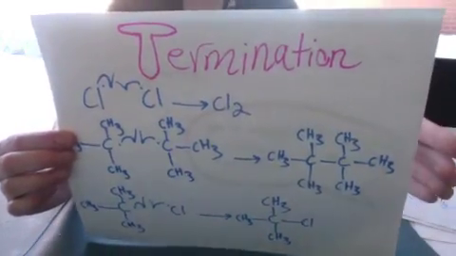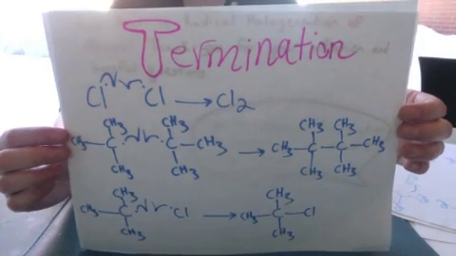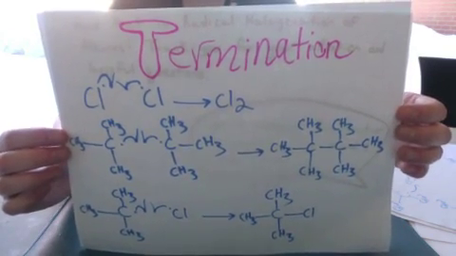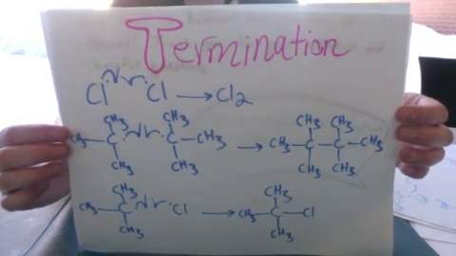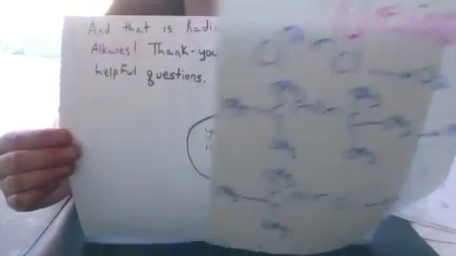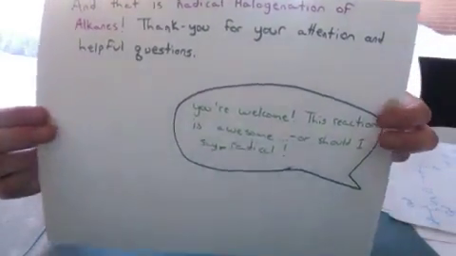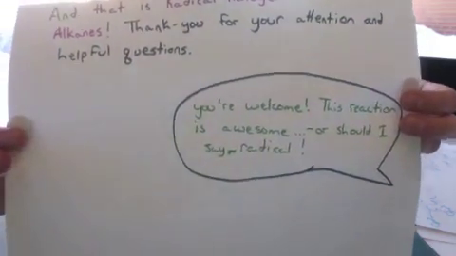The last step is termination, where any 2 radicals that were formed throughout the reaction come together to form a bond. And that is radical halogenation of alkanes. Thank you for your attention.